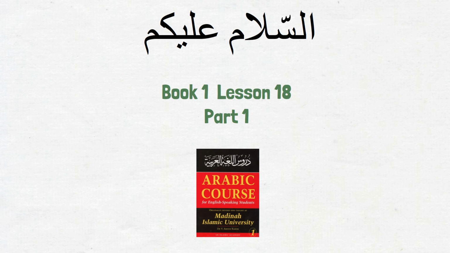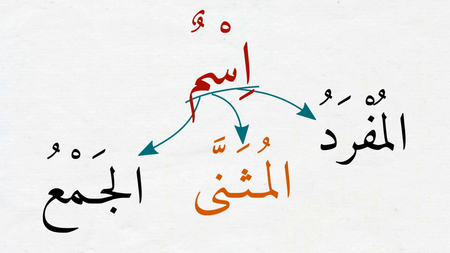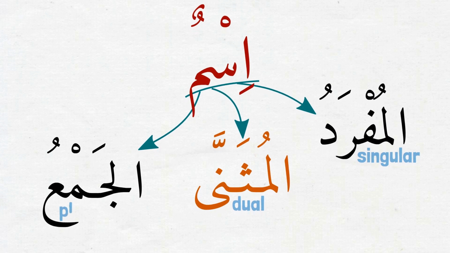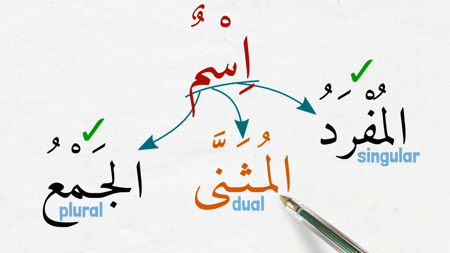If you remember, in lesson 13, we learned that the ism type words in Arabic have singular, dual, and plural forms. Singular is called al-mufrad. Dual is called al-muthanna. And plural is called al-jam'. So far, we learned about al-mufrad and al-jam'. In this lesson, we will start talking about al-muthanna, the duals.